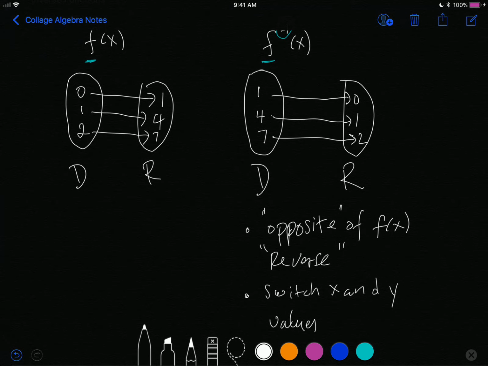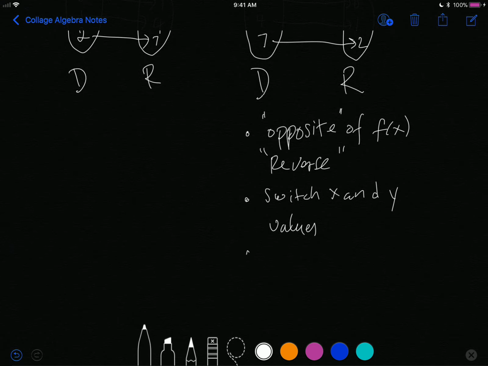So right here, my x is 0, my y becomes 0. My x is 1, my y is 1, now my x is 1. And so it has that ability of switching your x and y values. Again, the last thing it does is that it switches the domain and range. If I'm switching all of the x and y values, that means I am switching the domain and range.